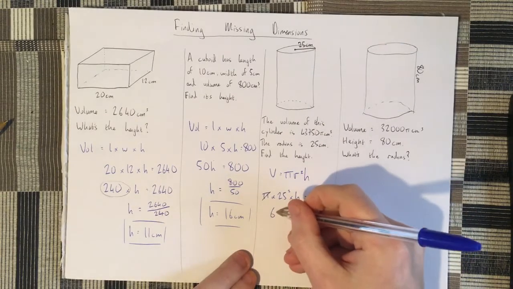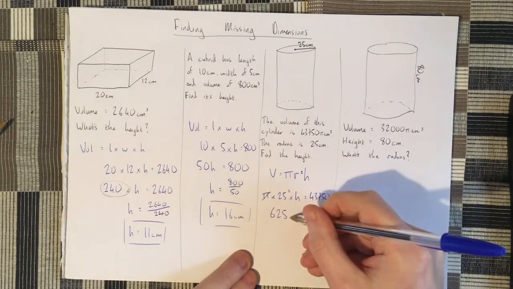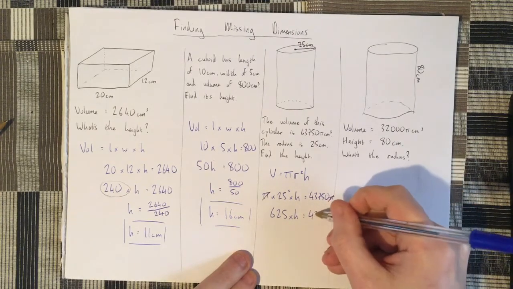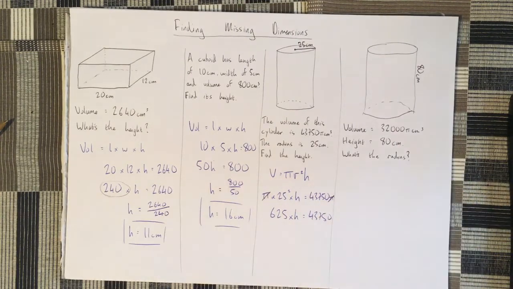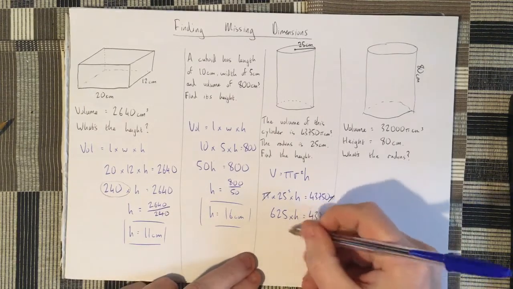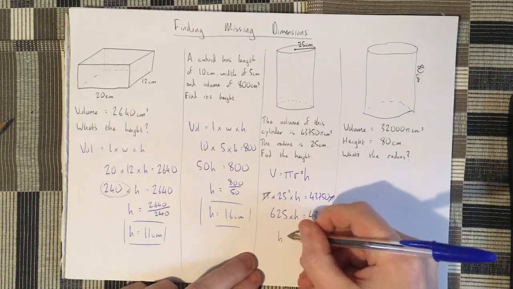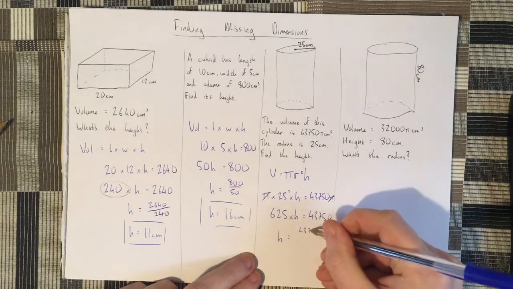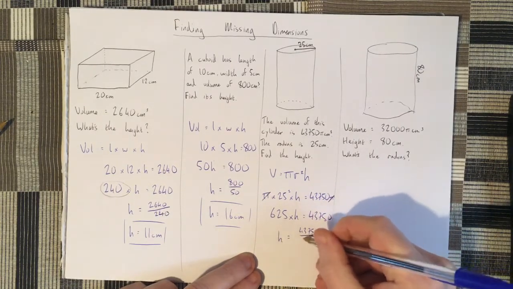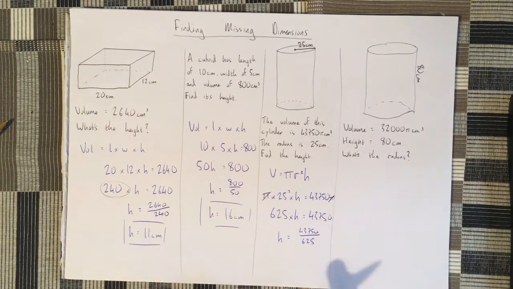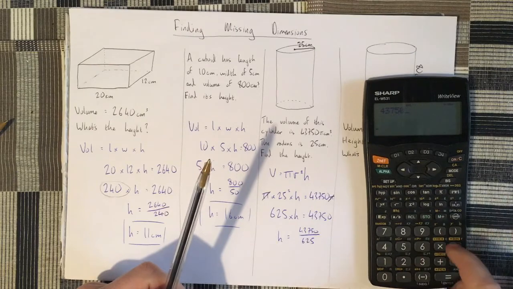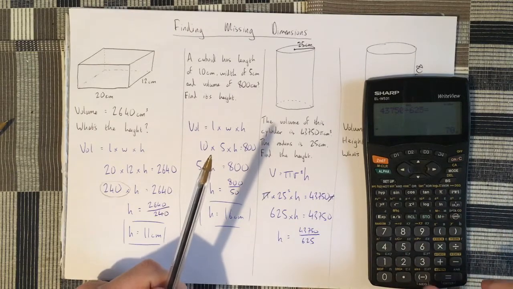So 625 multiplied by the height is equal to 43,750. So let's divide both sides by 625. Left hand side divided by 625 just gives you h. 43,750 divided by 625 then. So 43,750 divided by 625 is 70.